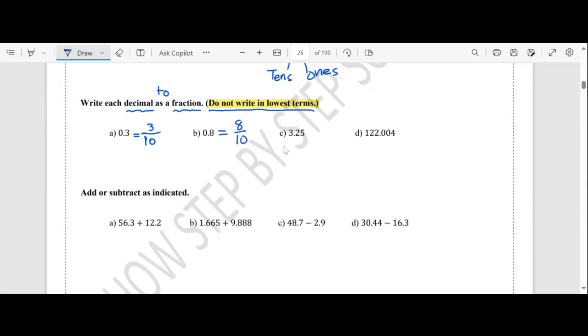Who can tell me how you do C? C is what? Yes. 3 and 25. 325 over 100. D. Who can tell me D? Mahdi? D? So 100,000. Yes. So over what? Over 100,000. Over what? 1000. Clear? Let's go to the next one.